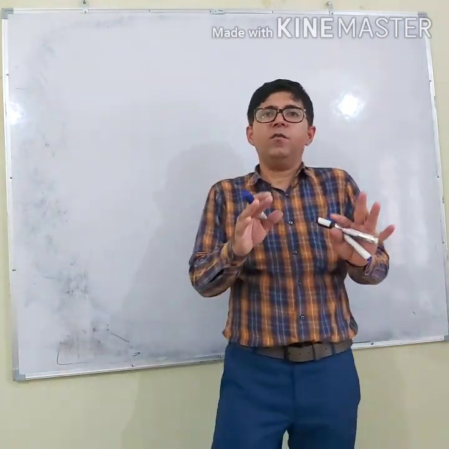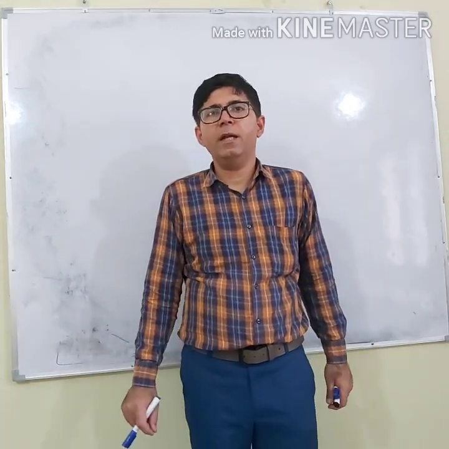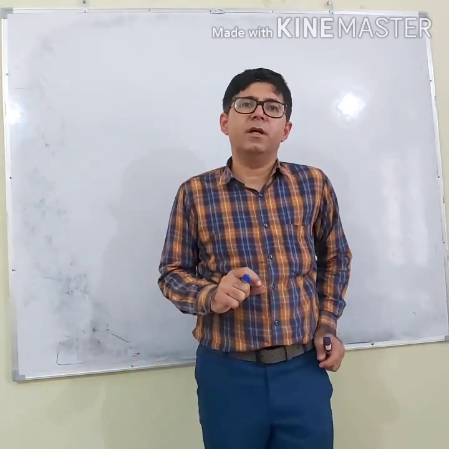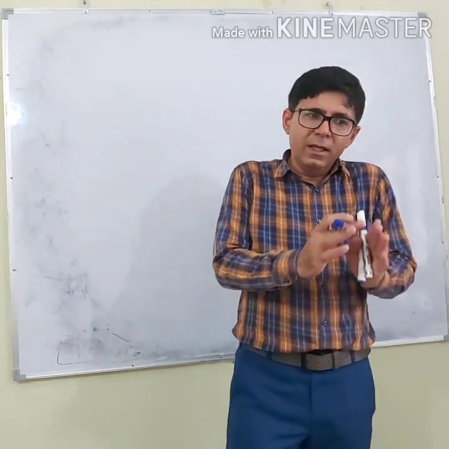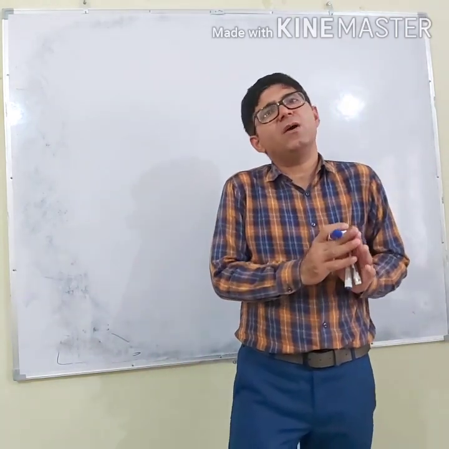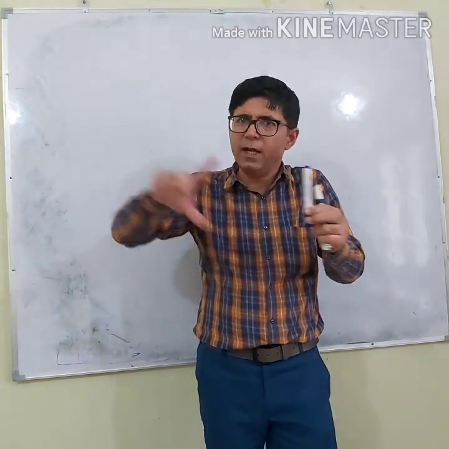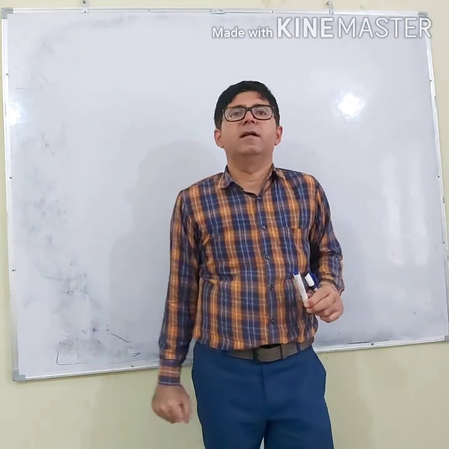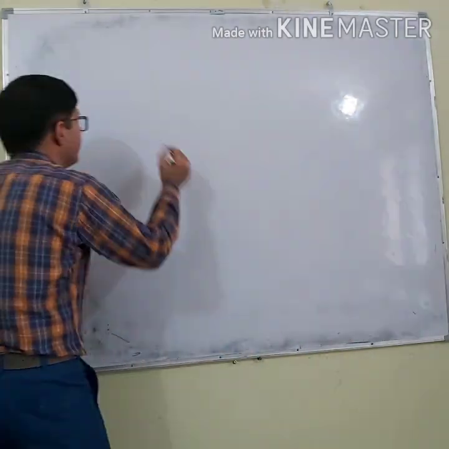Now in case of lenses, you have seen that sometimes the image formed is diminished and sometimes the image formed is magnified. Then there must be a physical quantity which compares the size of an object and its image. That physical quantity is magnification. So let's do magnification.